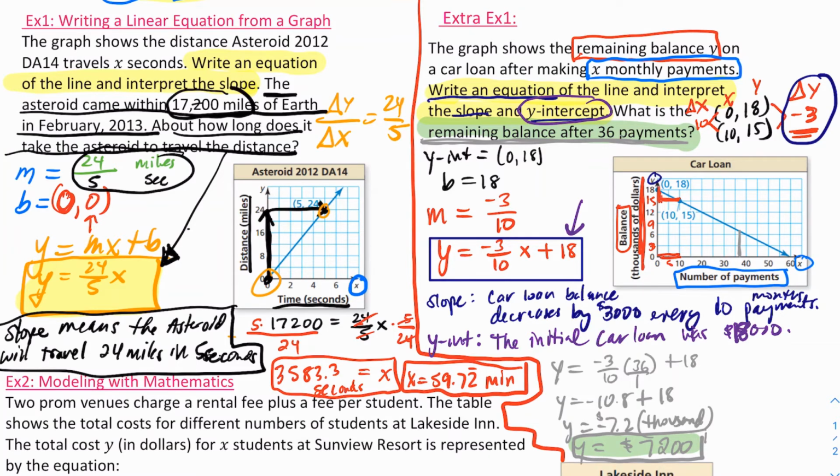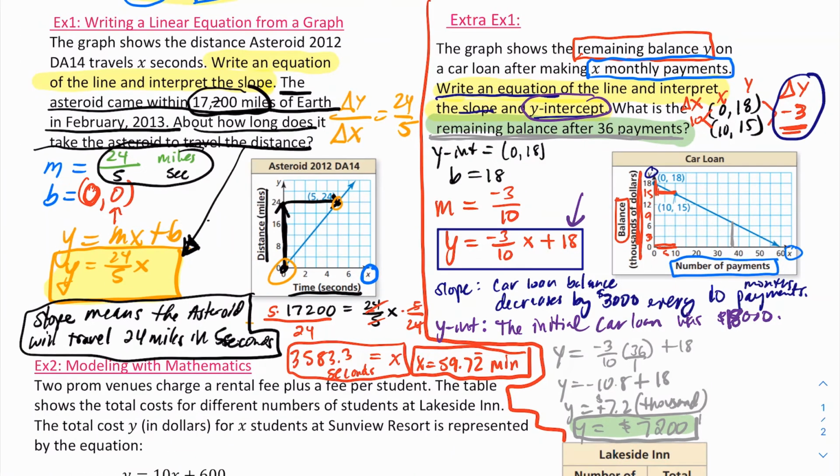Make sure you don't say $7.02. That's not negative. It should be positive. So sorry about that. 7.2. So don't put $7.20. Remember that the balance is measured in thousands of dollars. So that's going to be $7,200.